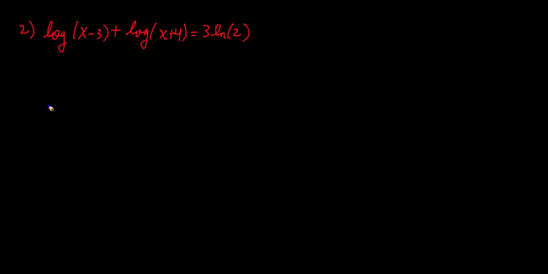Well, let's look at another example here where we are going to use properties of logs. And same as before, we are going to condense our logarithms. So when I condense the logarithm on the right-hand side, I get common log of 2 to the third, and that's again the power rule. On the left side, I get log of (x minus 3) times (x plus 4).